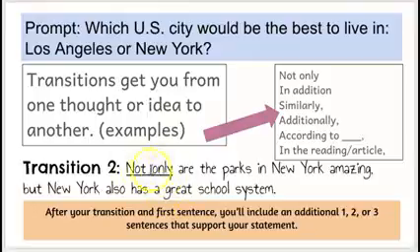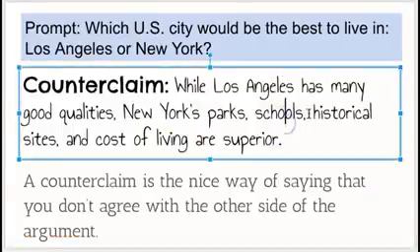Again, they include a transitional phrase. They remind us of their previous information with parks, and they tell us the next section of this essay will be about schools. You do not have to include your previous section, but if you say not only, you're implying that you're including another part of the essay. So that is why that is on this transitional phrase. Just like before, after your transition and first sentence, you'll include an additional 1, 2, or 3 sentences that support your statement. Up next, if we go back to our counterclaim, we see historical sites.